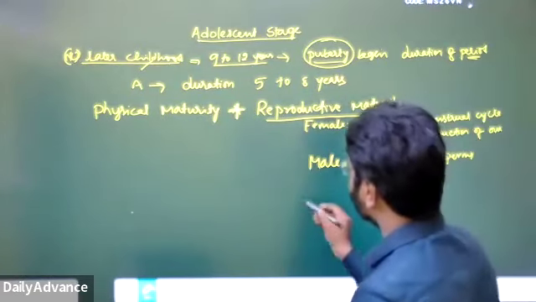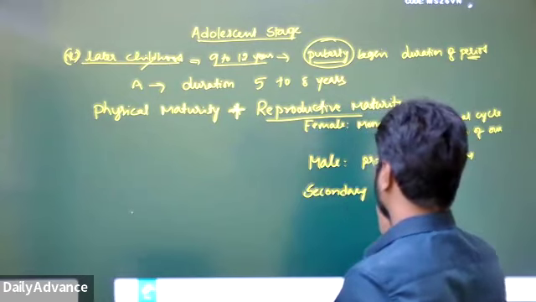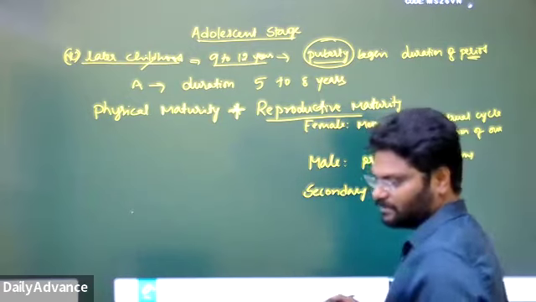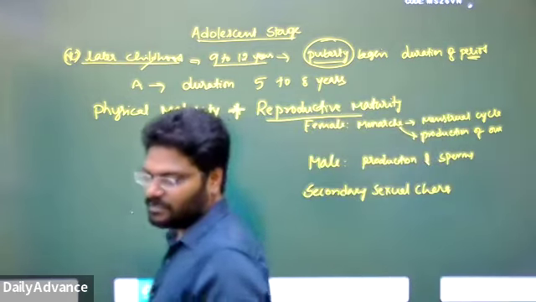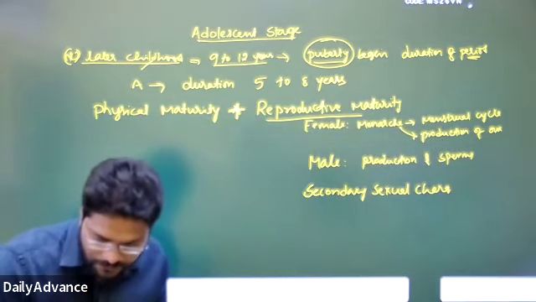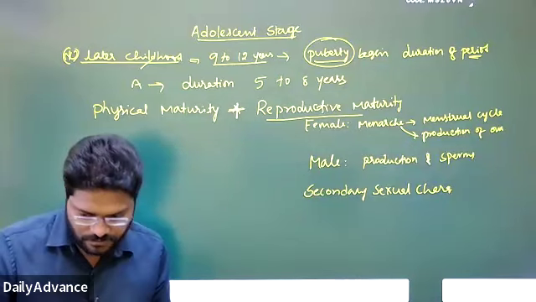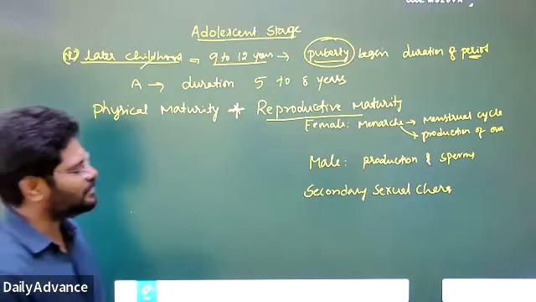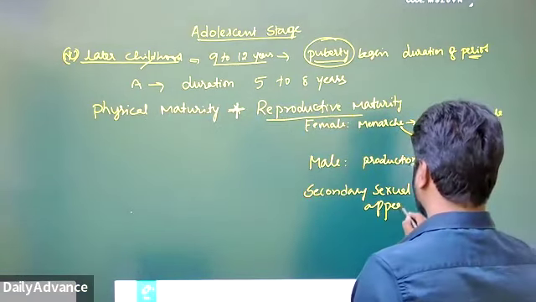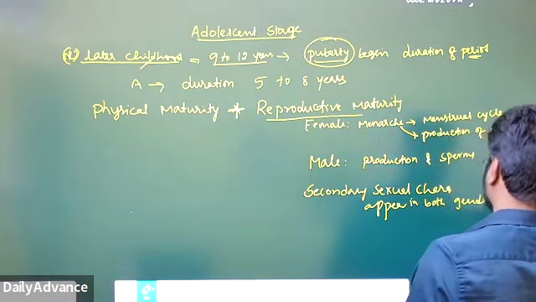At the same time, the secondary sexual characteristics appear in both genders. For female, enlargement of the breast; for male, voice change and bone strength increasing. These are some of them. Is it clearly visible? Okay, now it is looking good. Secondary sexual characteristics appear in both genders. We'll discuss one by one.